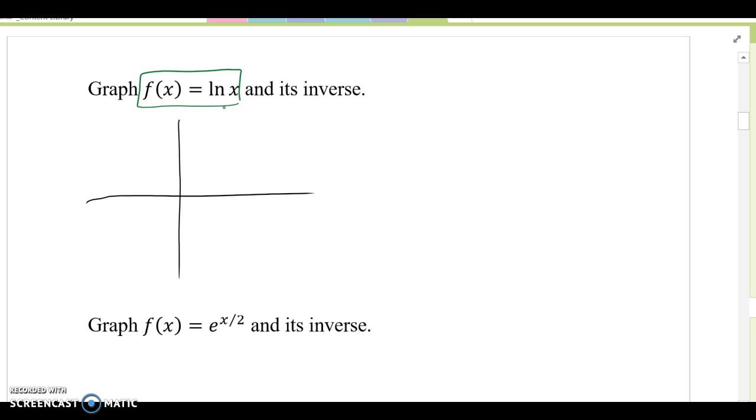We know that the natural log function has a vertical asymptote at x equals 0. I meant x equals 1 is the x-intercept. And it's a monotonically increasing function. Looks something like that.